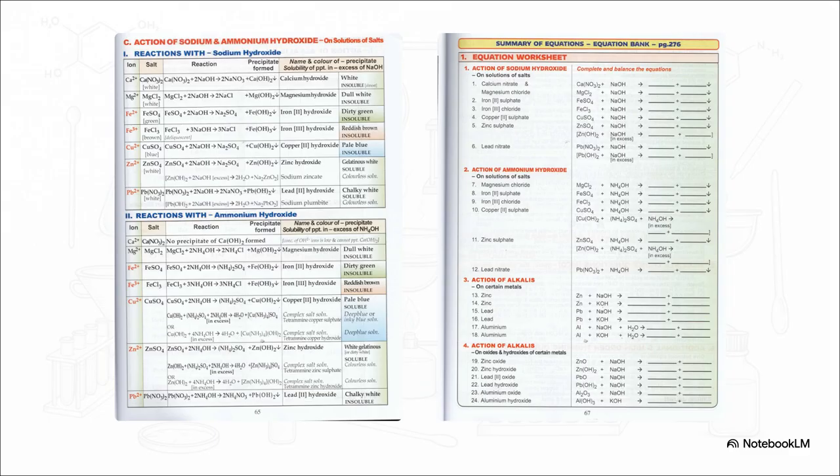The major difference? It's calcium. When we add our strong sodium hydroxide to calcium, we get a white precipitate. But when we add our weak ammonium hydroxide to calcium, absolutely nothing happens. No precipitate forms at all. Why? Because ammonium hydroxide is just too weak. It doesn't have enough hydroxide ions to force the calcium out of solution. And honestly, that is a huge clue for identifying calcium in the lab.